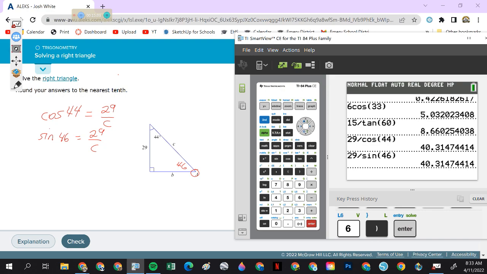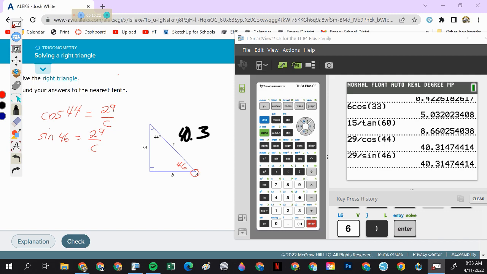And that will always be true. The sine of one of the base angles is always equivalent to the cosine of the other base angle every single time. Okay. I now have this as 40.3.